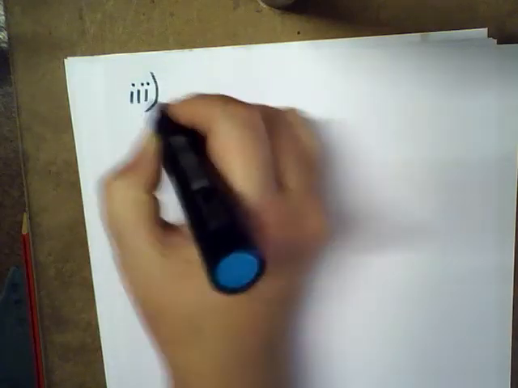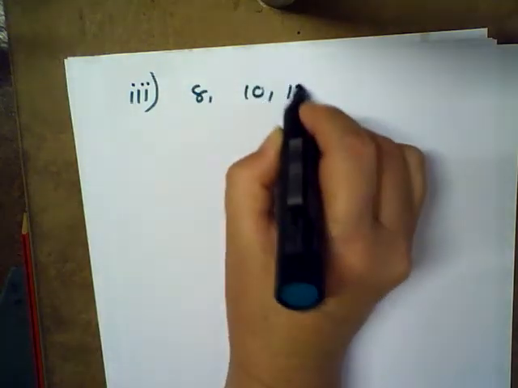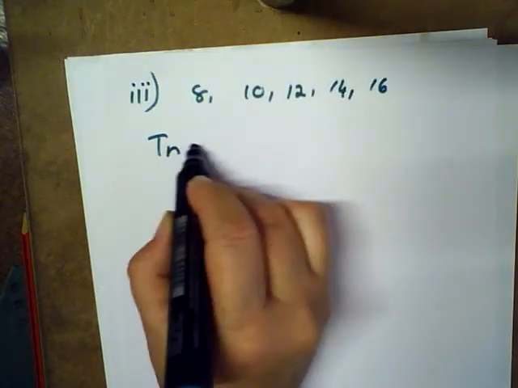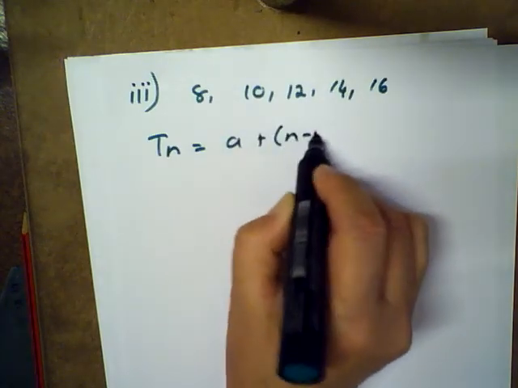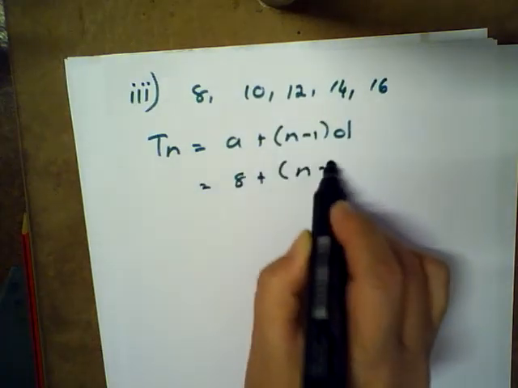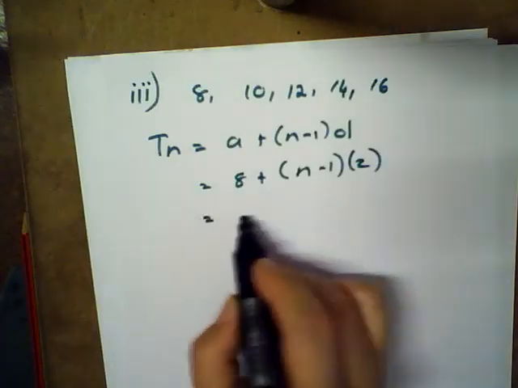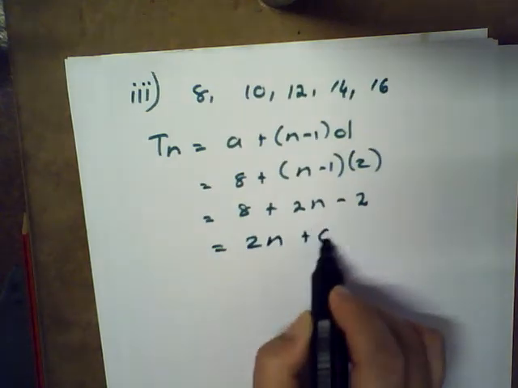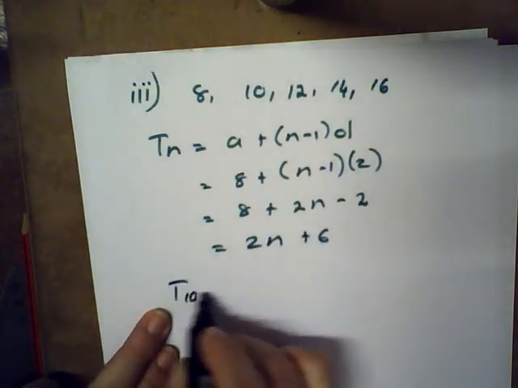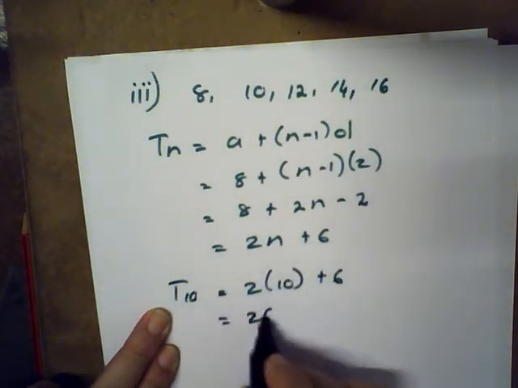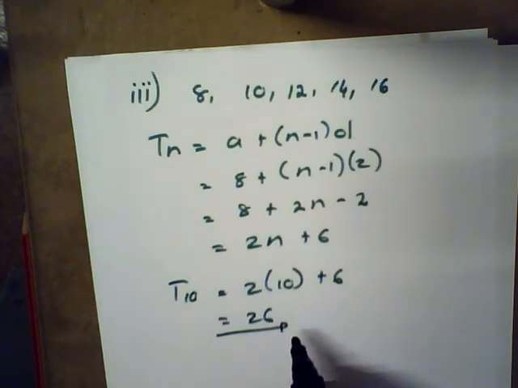Okay, let's have a look at the next one. 8, 10, 12, 14, 16. Again, arithmetic sequence, Tn equals a plus n minus 1 d. It follows that d is 2. So 8 plus n minus 1 times 2 gives me 8 plus 2n minus 2, that's 2n plus 6. So my 10th term would be 2 times 10 plus 6. So 20 plus 6 is 26, and that should give me my 10th term.